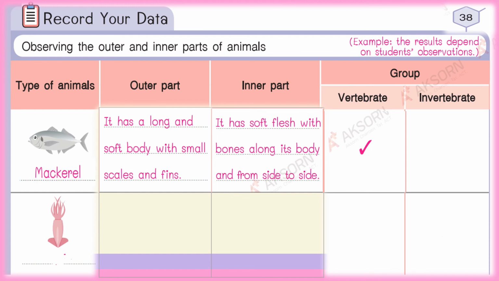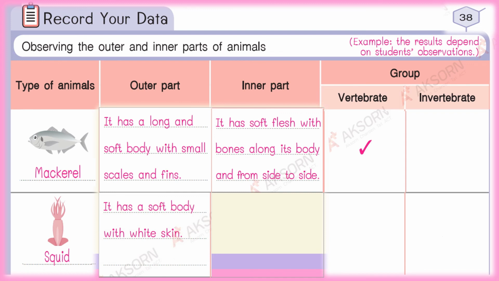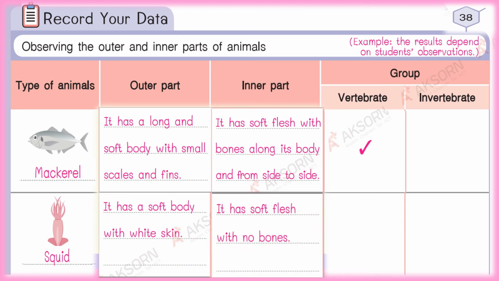Okay, next, number 2. Very good. It is squid. Do you eat squid? Okay. Now, what is the outer part of squid? It has a soft body with white skin. How about the inner part? It has soft flesh with no bones. What is the group of squid? Is it vertebrates or invertebrates? Okay, very good. That is invertebrates.